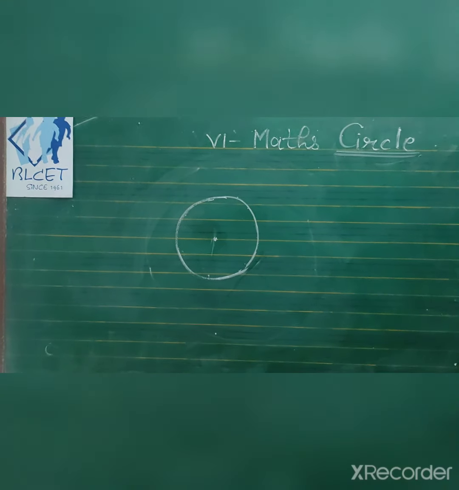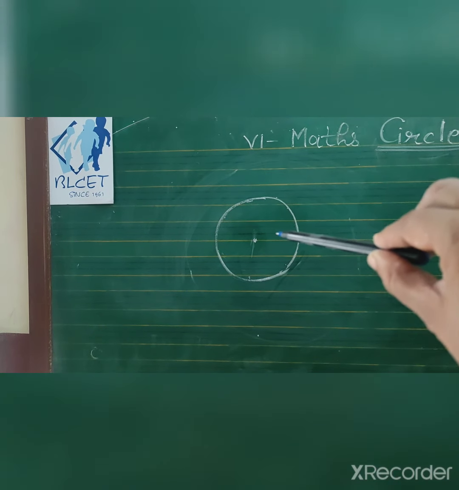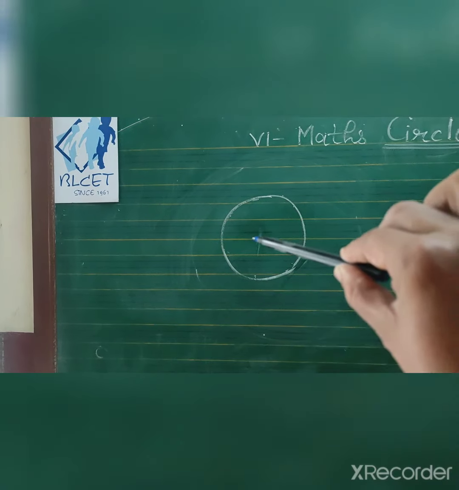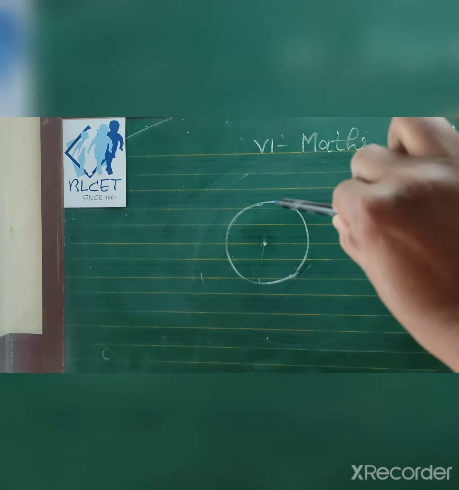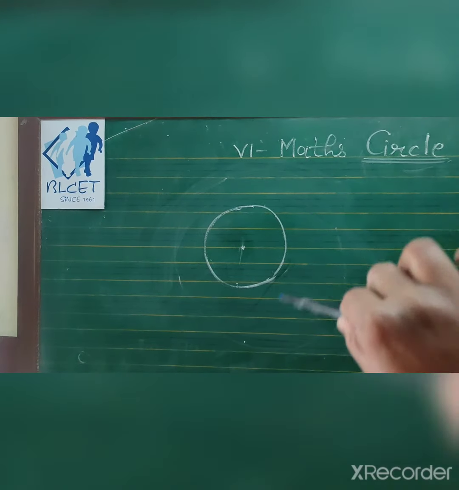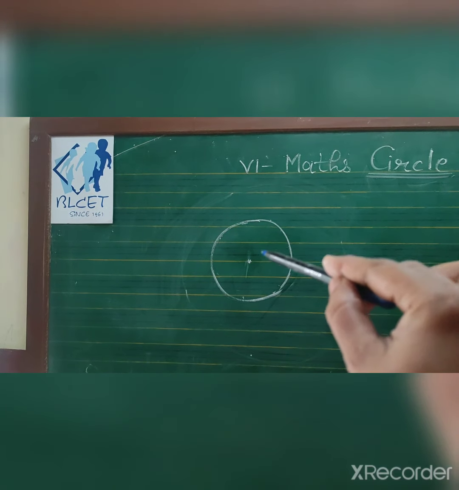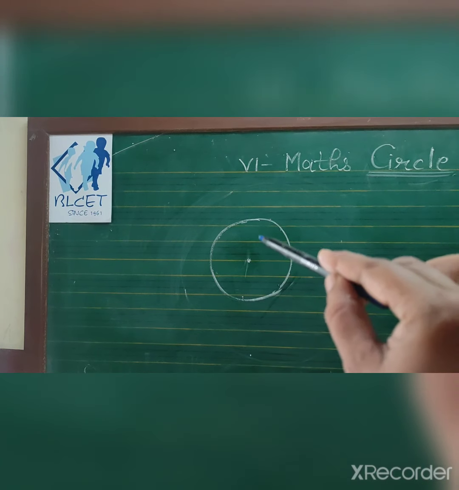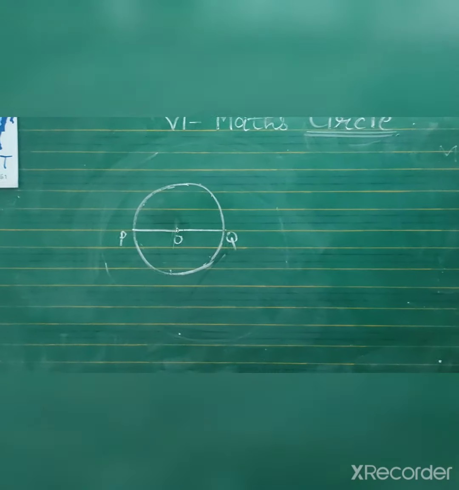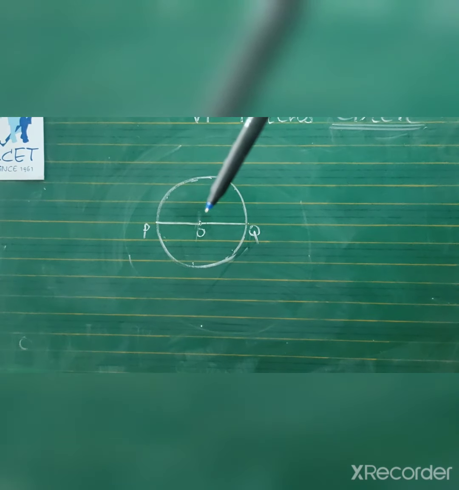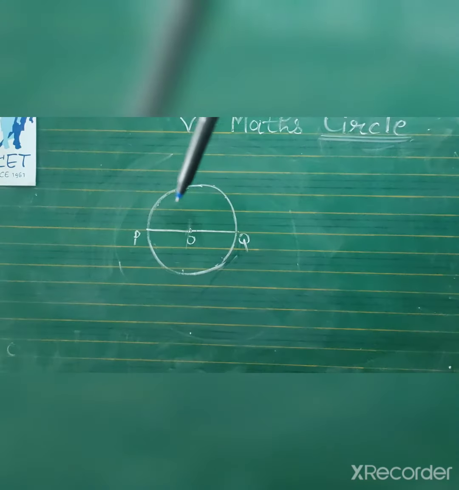You can see, there is a fixed point everywhere, and if we take equal distance from this point and then join the collection of points, we get one special figure called a circle. This fixed point is called the center of the circle. Now from the fixed point, if we take one point on the circle and join O to Q, we get a line segment called the radius.